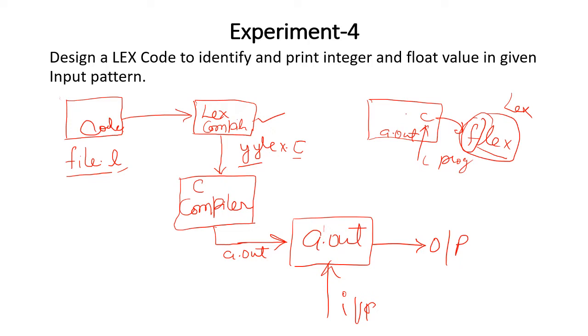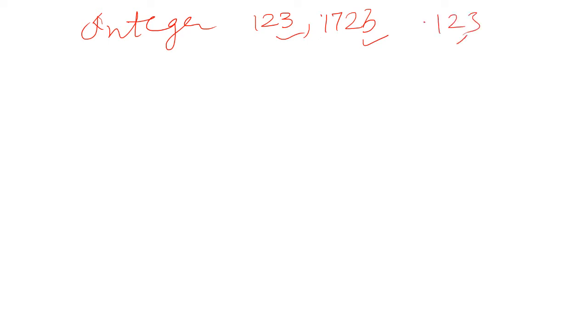There are several steps. Now first of all, we need to see the integer. Integer means, let's suppose 123, this is an integer. 1723, this is an integer. Now 0.123, this is not an integer. Even 0.01, this is not an integer. 1.0, sorry, 1.0, it is not an integer.